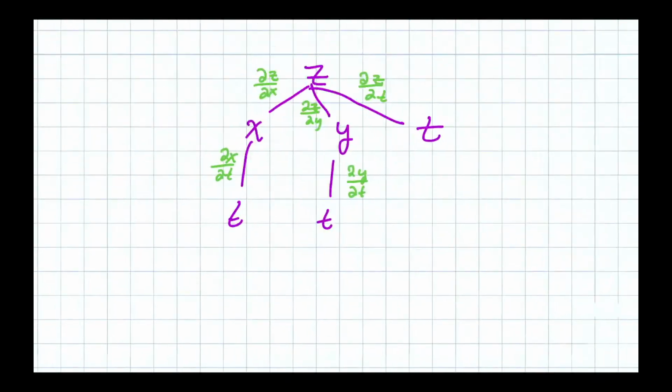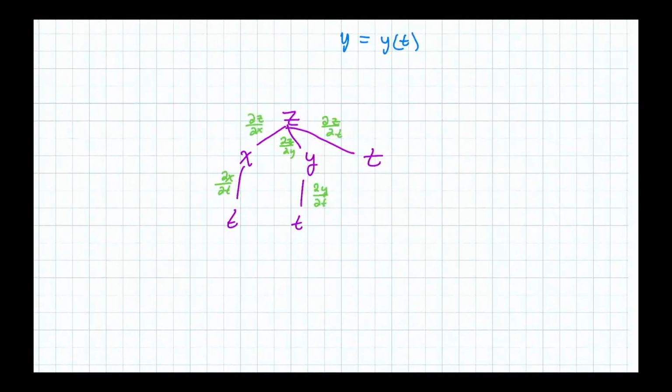So if you were going to write this, you have to remember to take every path starting at the z and ending at t. So you have to go this way, so there's going to be one formula there.